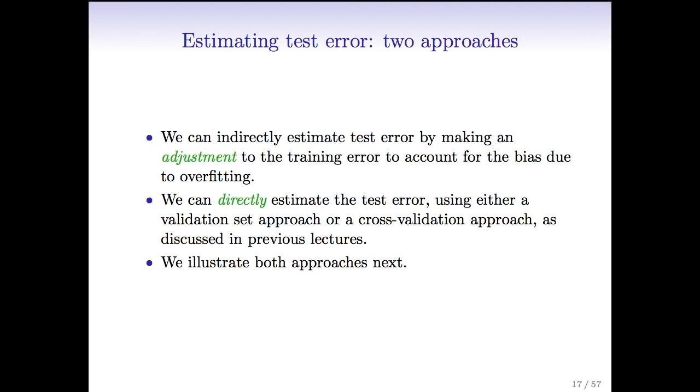And the alternative approach is that I can try to directly estimate the test error. And I can do that using some of the approaches that are in Chapter 5 of this book. And those involve either cross-validation or a validation set approach. So that's a really direct approach to estimating the test error, where I fit models on part of the data and then I evaluate them on a holdout set. So we're now going to talk about both of these approaches.